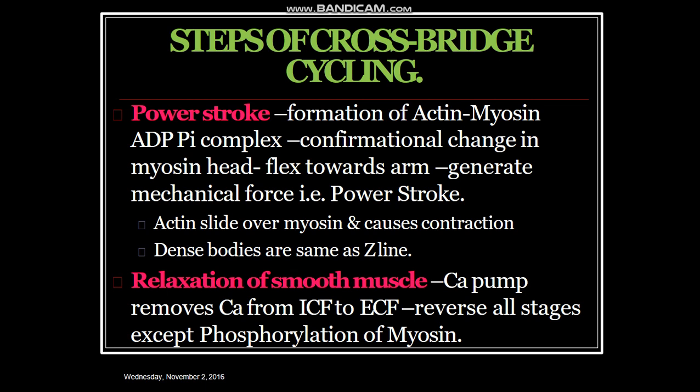The same power stroke: formation of an actin-myosin ADP-phosphate complex causes a conformational change in the myosin head. And you must know that the myosin head has ATPase activity. It flexes toward the arm and generates mechanical force, which is known as the power stroke. Actin slides over myosin and causes contraction. Dense bodies are the same as Z lines.